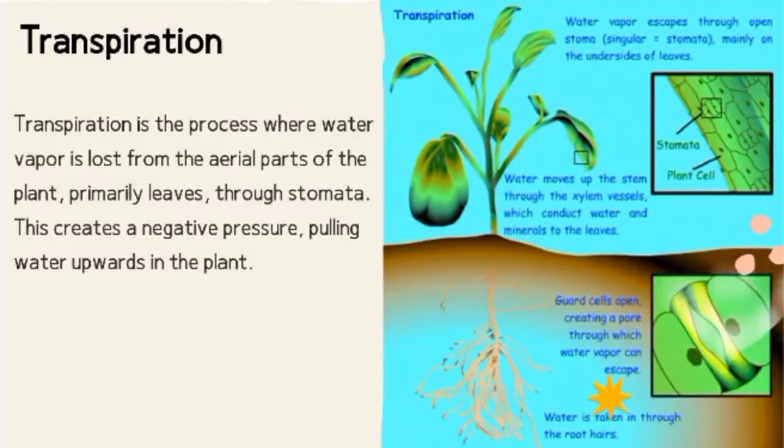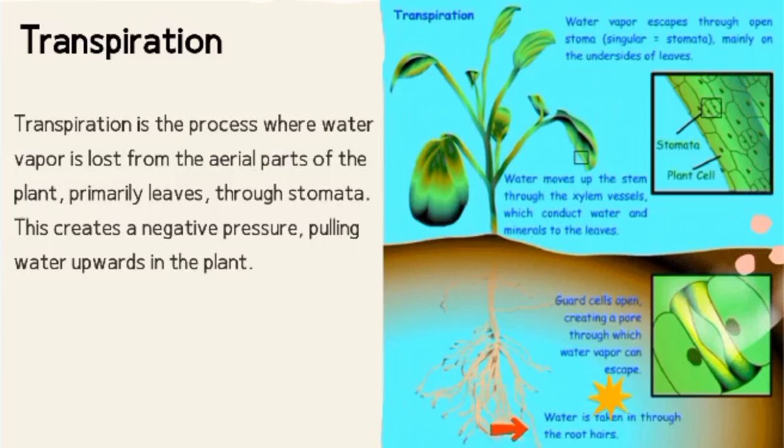Transpiration. Transpiration is the process where water vapor is lost from the aerial parts of the plant, primarily leaves, through stomata. This creates a negative pressure, pulling water upwards in the plant. This upward pull is crucial for transporting essential nutrients and maintaining plant hydration. Here's how transpiration works.